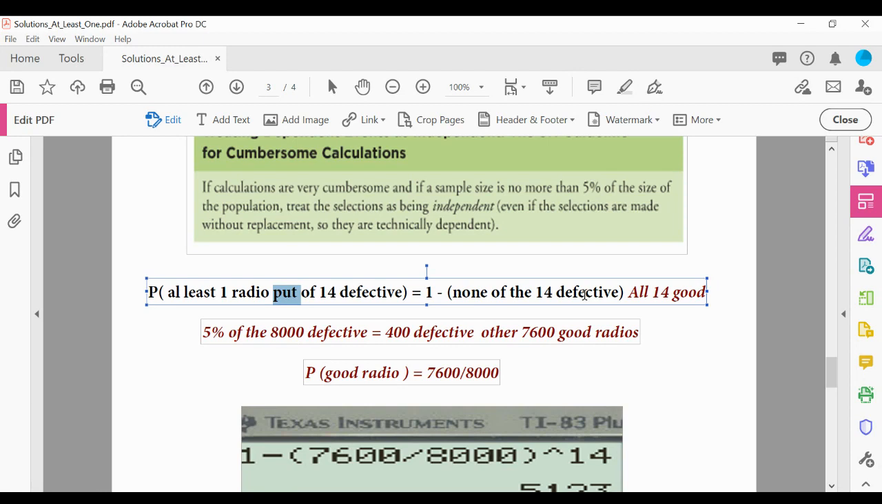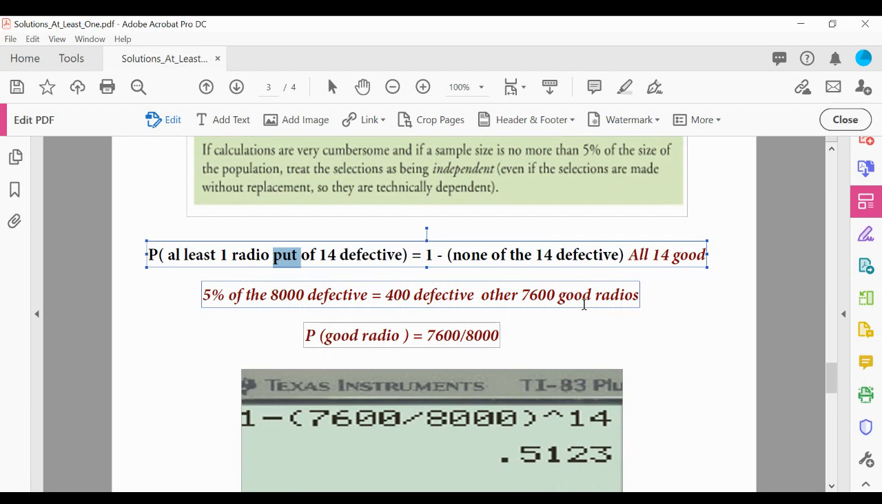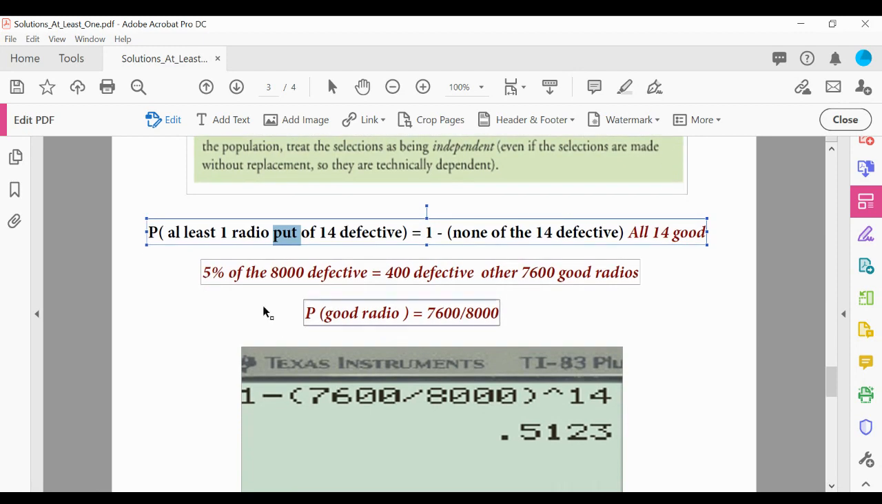The probability of at least one being defective is 1 minus the probability of none. Well, what does it mean to have none of the 14 defective? It means that all 14 were good. Now, this would become rather cumbersome, because the probability of a good radio is the number of good ones you have over the total 8,000.